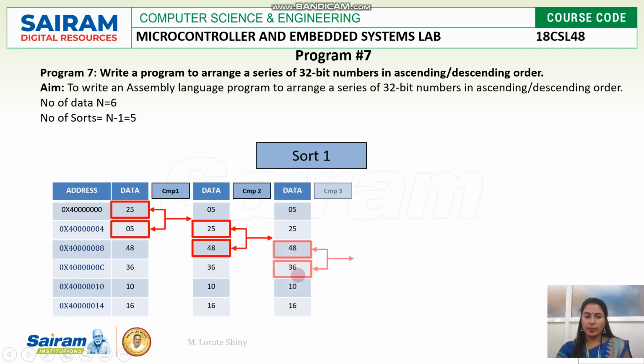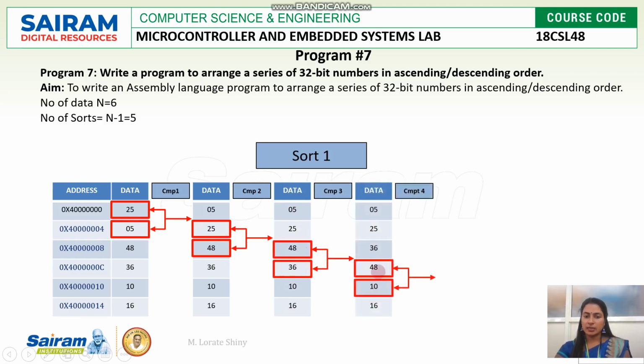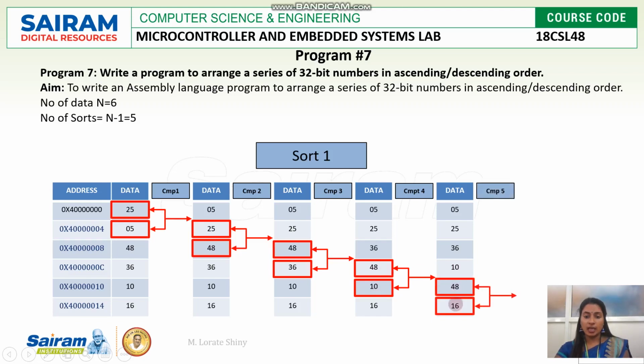Next I will compare third data and fourth data. Here swapping is required, so I will swap. Next the fourth and fifth data will be compared, swapping is required, so this is the order. Next the last two data are compared, swapping is required, so this will be the order at the end of sort 1. So in sort 1 there are 5 comparisons.